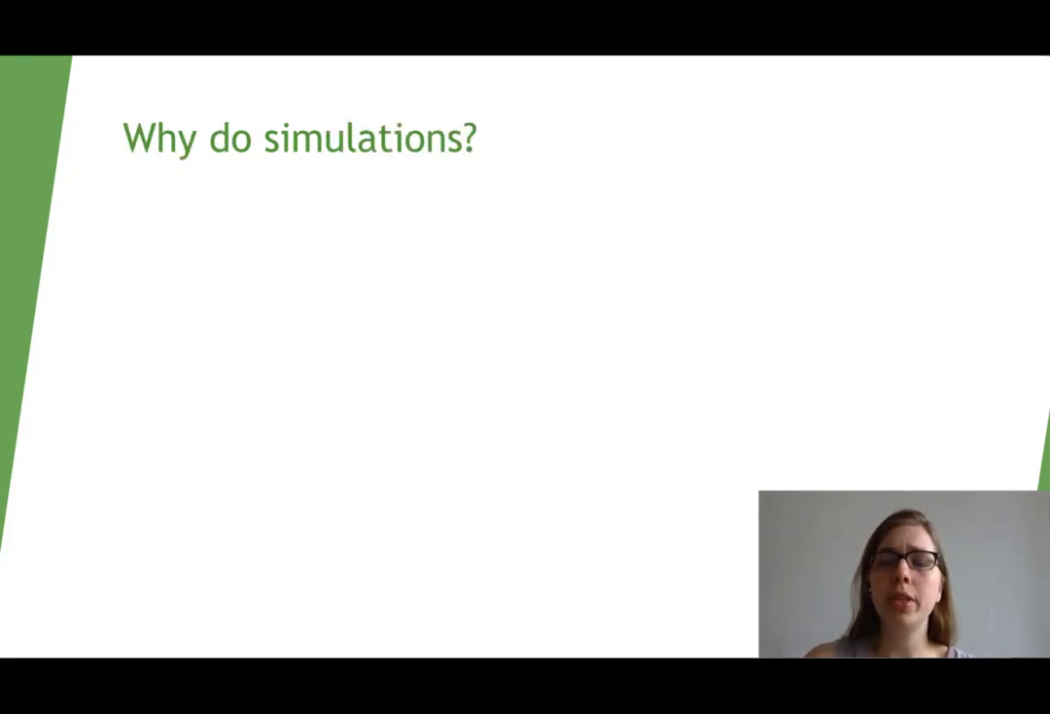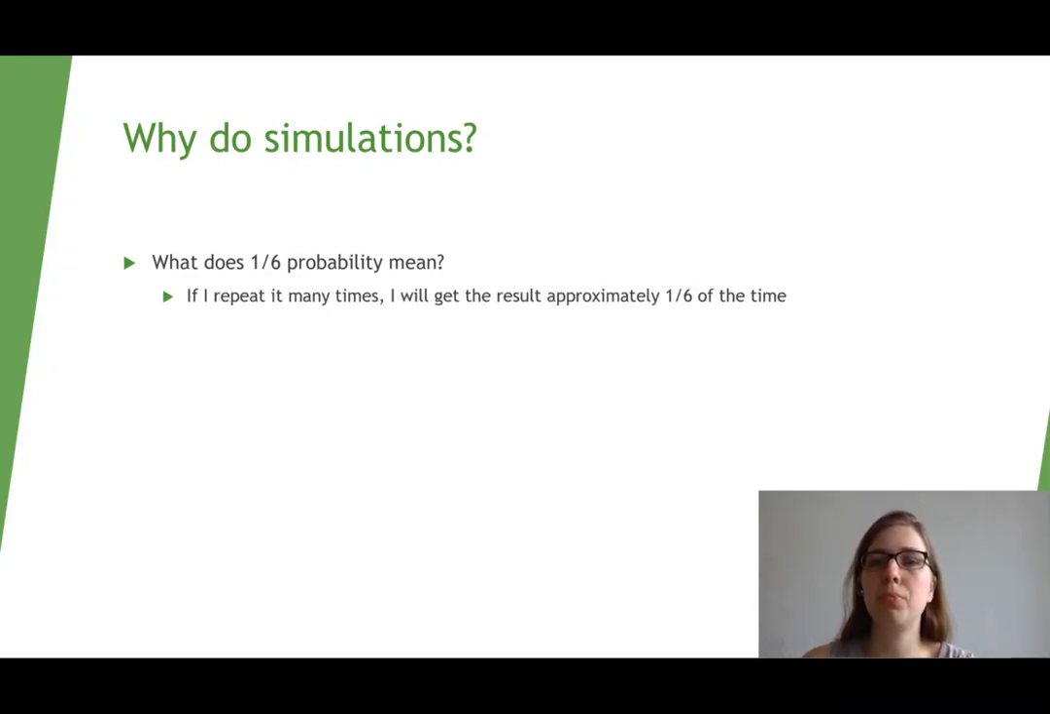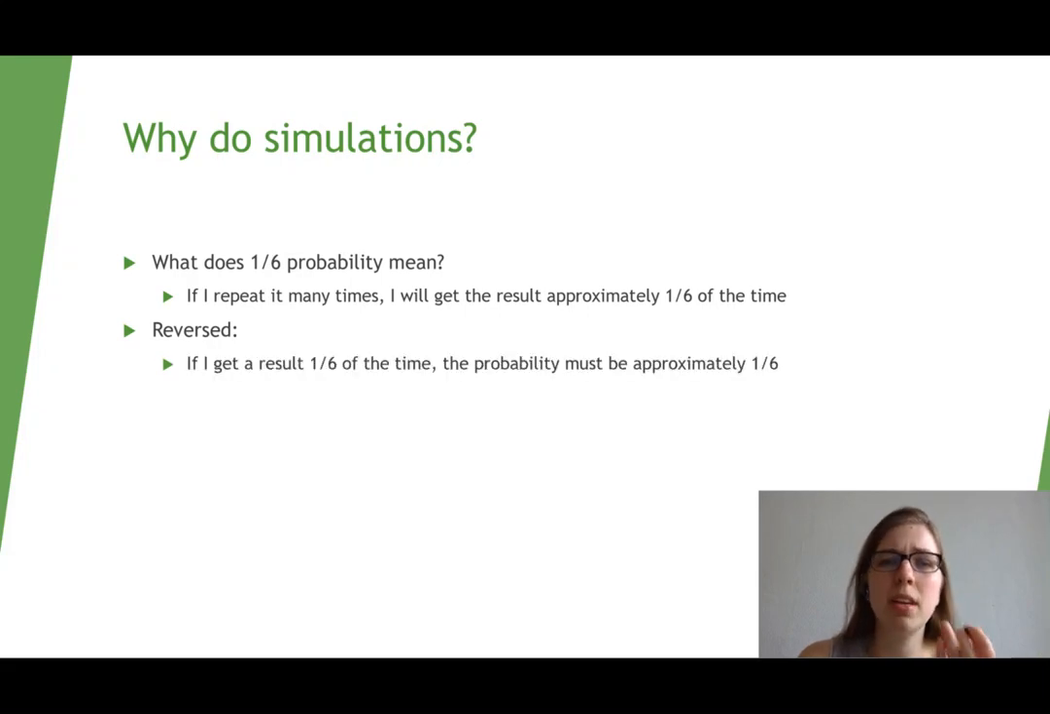But first of all, why would we do simulations? For that, let's first remind ourselves of what probability means. So, for instance, what does it mean that I have a 1/6 chance to throw 5 on this die? It does not mean that every 6 throws I get one 5. What it does mean is that if I would throw it 1,000 times, approximately 1/6 of those throws would be 5. And we can reverse this. If I throw this die 1,000 times and I get 5 around 1/6 of the time, that must mean that the probability for throwing 5 is approximately 1/6.